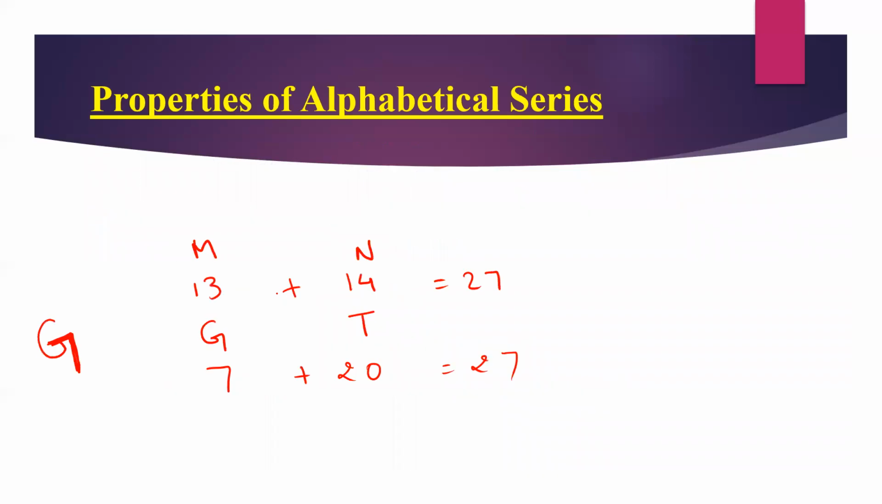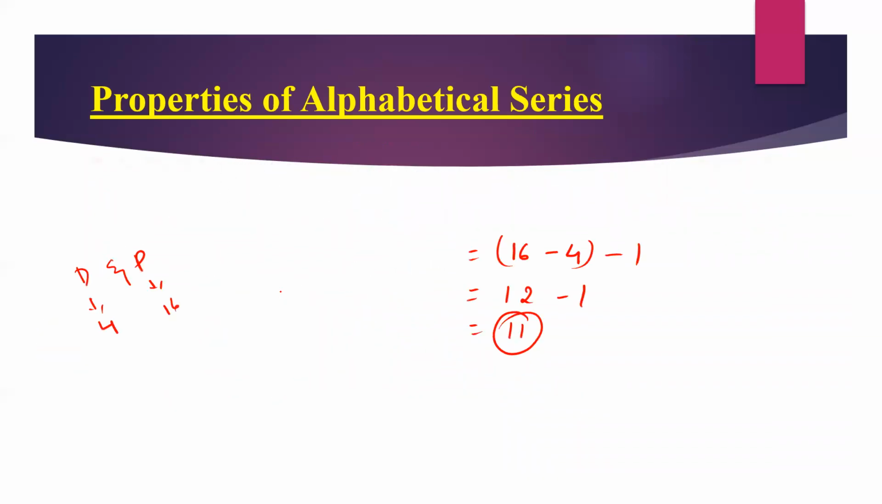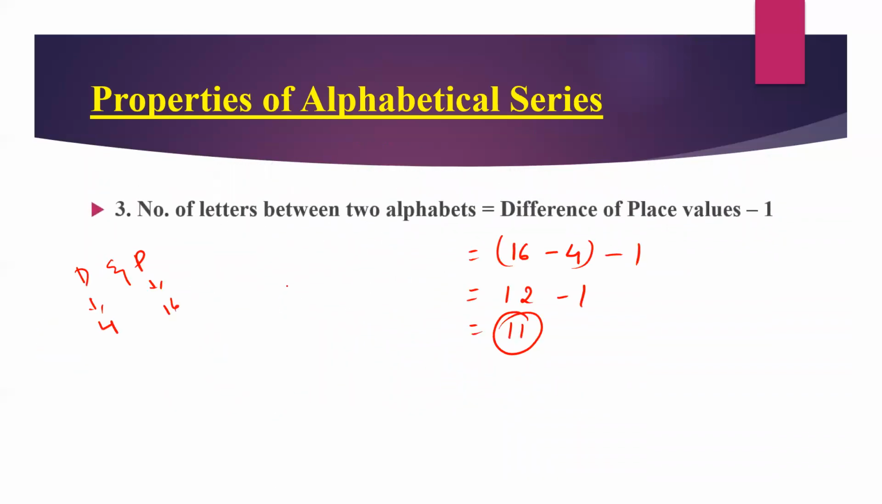Here it is D and here it is P. How many letters are between them? 1, 2, 3, 4, 5, 6, 7, 8, 9, 10 and 11. Got it? There are 11 letters between them. I hope this is clear to you.